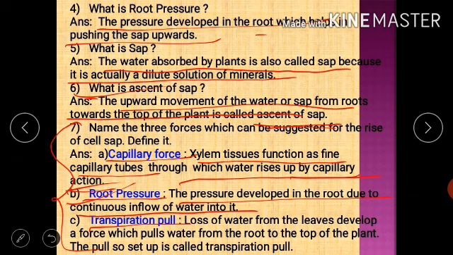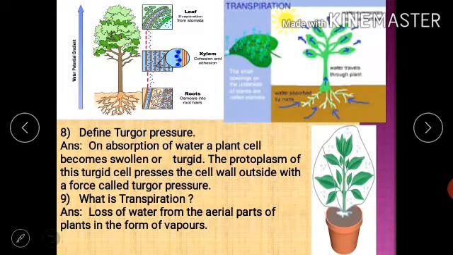Then transpiration pull. When there is loss of water from the leaves, it develops a force which pulls water from the root to the top of the plant. This pull is called transpiration pull. This pull is so strong that it can draw the water up to 50 meters or more in trees. The water travels up the vessels in the vascular bundles continuously, and this flow of water is called the transpiration stream.